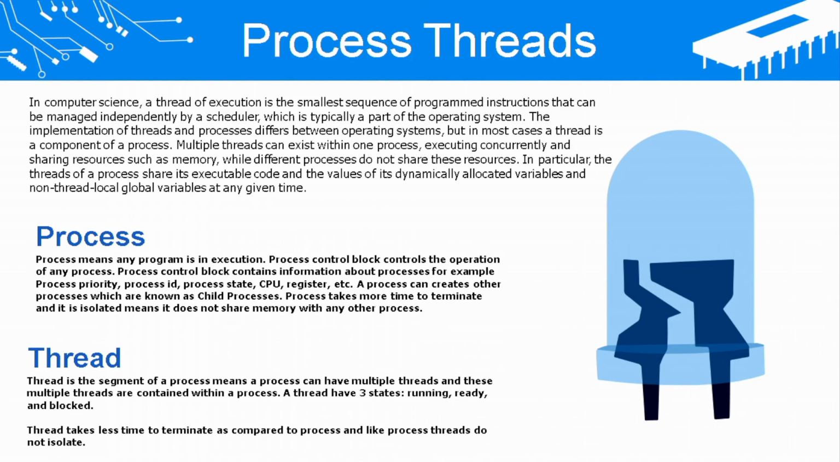A thread is a segment of a process, meaning a process can have multiple threads, and these multiple threads are contained within a process. A thread has three states: running, ready, and blocked. A thread takes less time to terminate as compared to a process, and unlike a process, threads are not isolated.